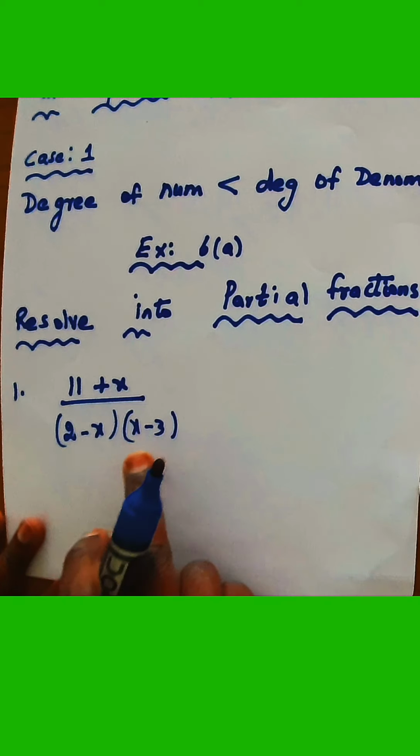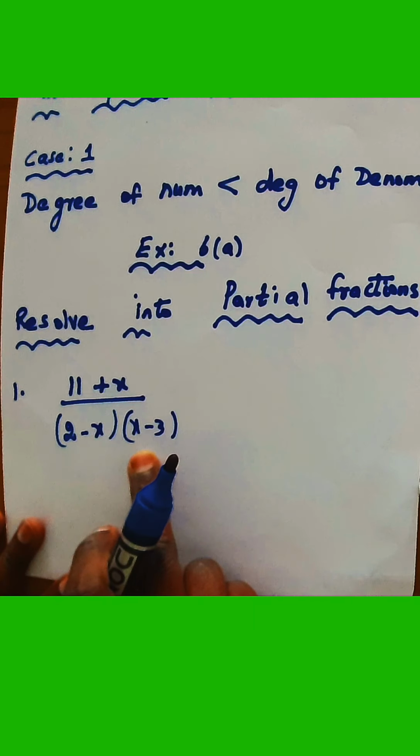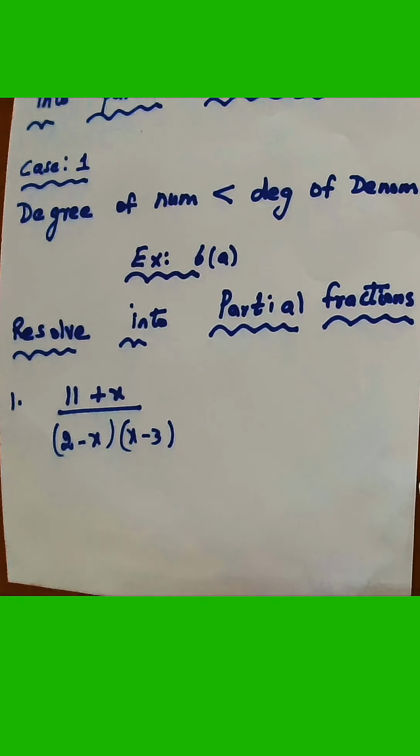This is the given question, 11 plus x divided by 2 minus x times x minus 3. So how are we going to solve it, we will see. The first step is to separate into factors. I'll write what is given. Solution.